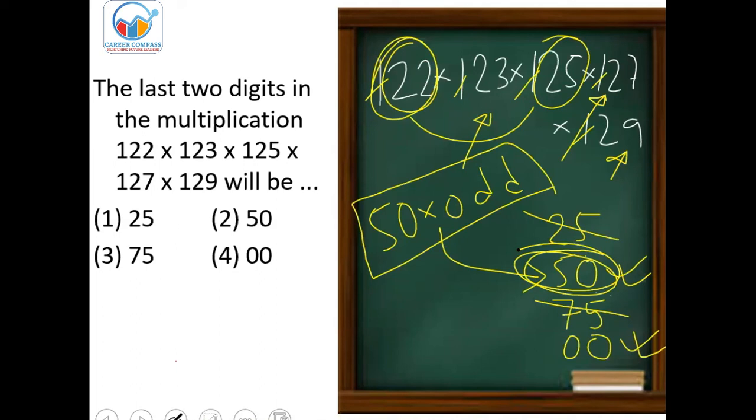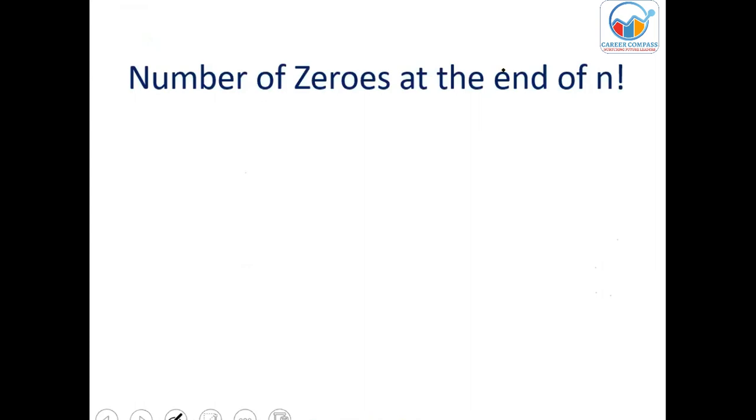Is that clear, guys? Number of zeros at the end of n factorial. What are we saying?